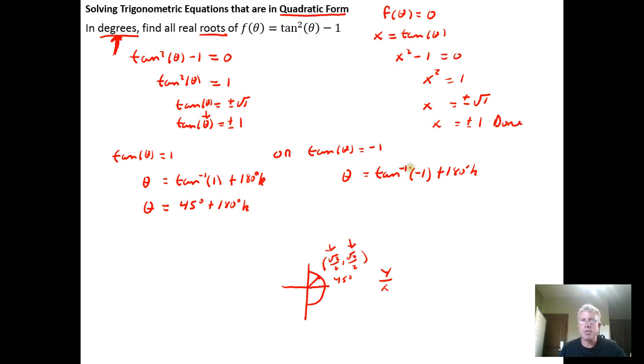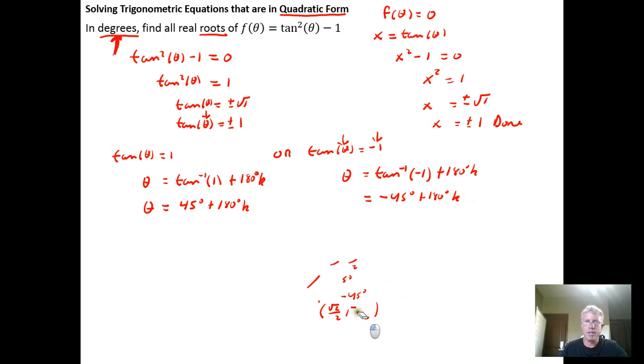Then we want to look at the side ratio -1 right here and say, does it correspond to a special angle? Does a special angle generate this side ratio? And it does, because -45 degrees corresponds to the ordered pair positive root 2 over 2 for the x-coordinate and negative root 2 over 2 for the y-coordinate. And when we take the ratio y divided by x, we'll get -1. So we can substitute tan inverse of -1 with -45 degrees plus 180 degrees times k.